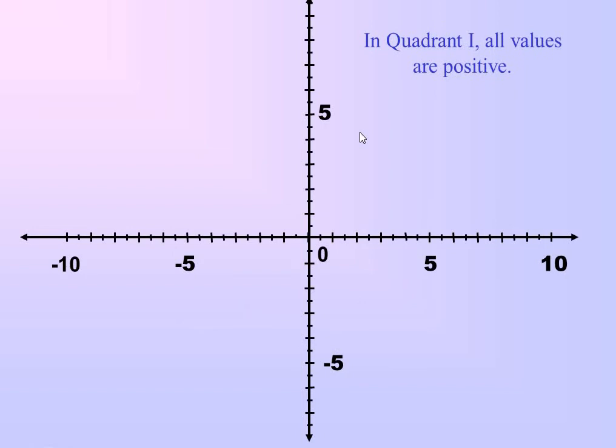The quadrant, as you can see here, is 1, the number in Roman numerals. So all values here are positive. The x coordinate and the y coordinate are positive. They are never negative. They are all positive, let's say integers.